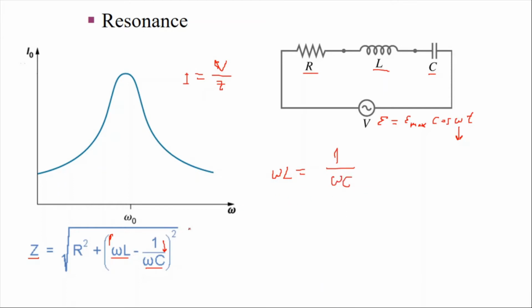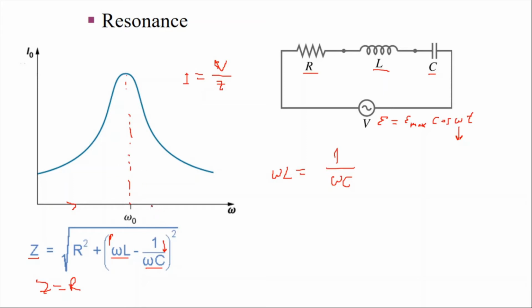At the instant when these two reactances are equal to each other, they are going to cancel each other. The impedance of the circuit will be equal to R only, and it will be minimum. And when Z is minimum, current will be maximum. So as we increase the frequency, the current in the circuit will increase and it will get a maximum value at a certain frequency, and we call it the resonant frequency.